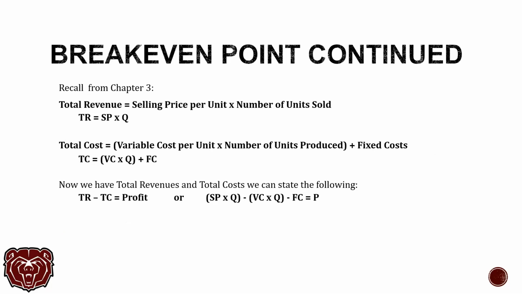So just a repeat of that total revenue formula: selling price per unit times the number of units sold equals the total revenue. Now to find your total cost, you take your variable cost per unit and you multiply that times the number of units produced, and then you add in your fixed cost. That's going to give you total cost. So once we have that, now we can find our formula for profit. And we know that our profit is our total revenue minus total costs. That's the simple version, or we could split that out into your selling price times your quantity, total revenue, minus your variable cost times your quantity, minus your fixed costs equal your profit.